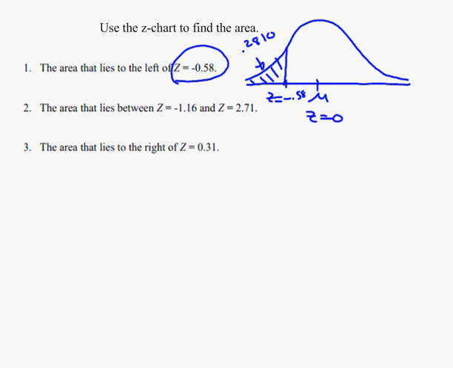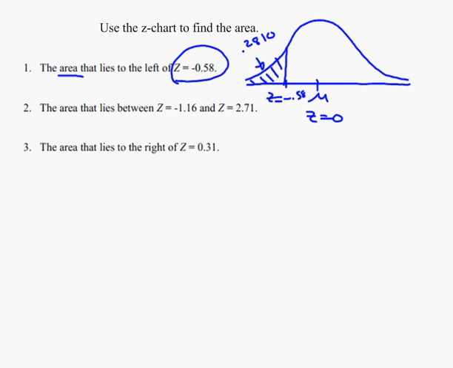Now, you should know that the word area under a density curve has some synonyms. You could say proportion. That means the same thing as area. You could say percent. Just write it as a percent. Or you could say probability. Those three things are all synonymous with finding area under a density curve.